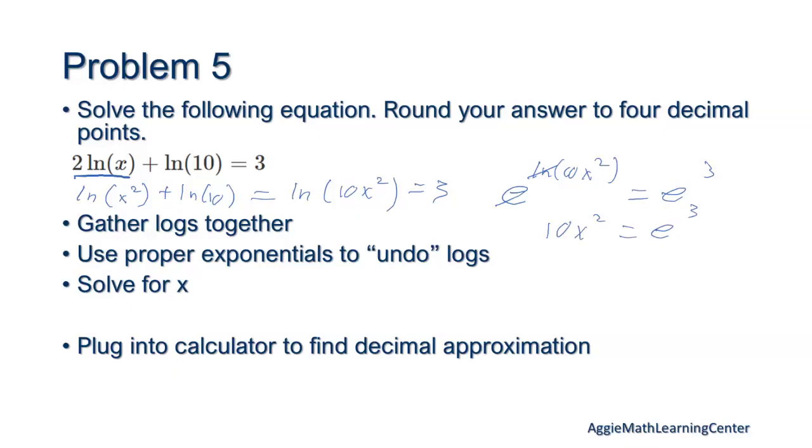Now it's just like you would do with any of the other equations we've had throughout the semester, where, because e cubed is just some constant value, it's just going to be a decimal. And so we can solve for what x is by dividing by 10 and then square rooting it.